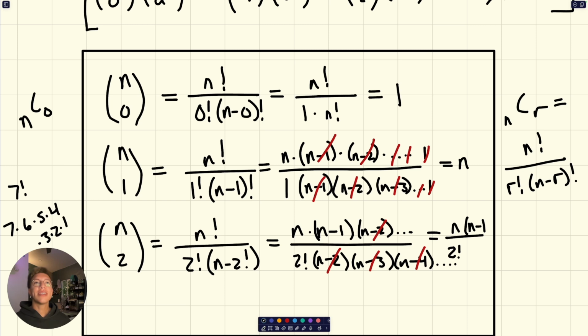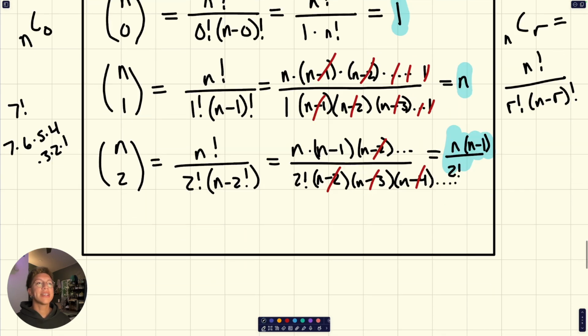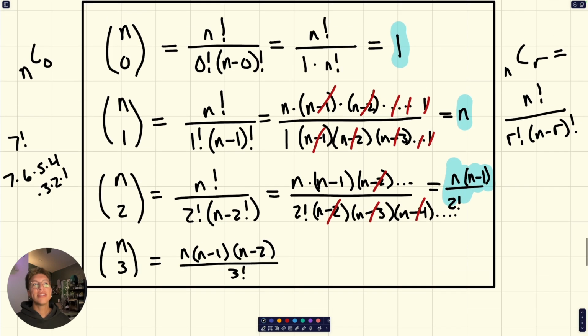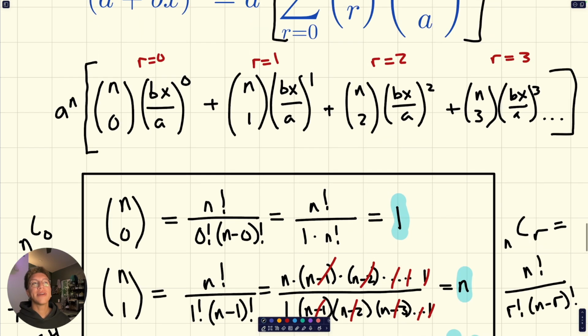And so you might notice a pattern starting to emerge. And the pattern, if we kind of highlight here, we get 1, and then n times n minus 1 over 2 factorial. And we can probably guess from this pattern what our n choose 3 will be. If you can't guess, you might have just an intuition that we're going to get one more term on top, and then down the bottom we're going to have 3 factorial. So this is kind of what our expansion is going to look like.